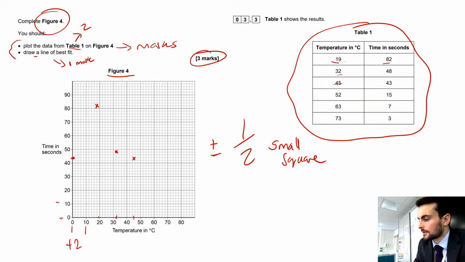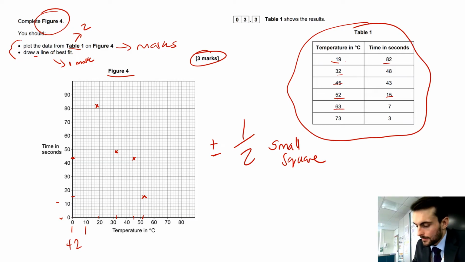like that. Temperature 52, time 15, so 52 temperature is going to be 1 square above 50, and then the 15 is going to be smack bang between 10 and 20. So that's there. This is why we do this in pencil, because then if we mess it up, we can just rub it out as many times as we need to do it to get it right.